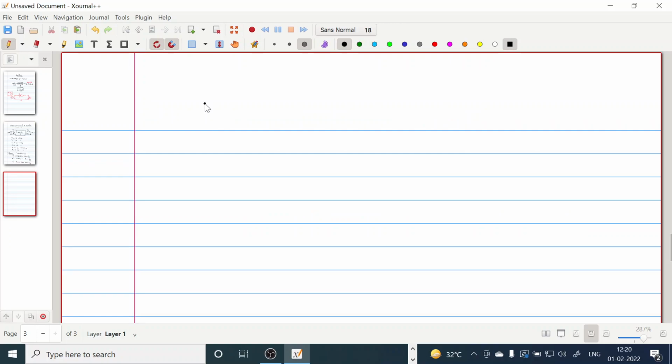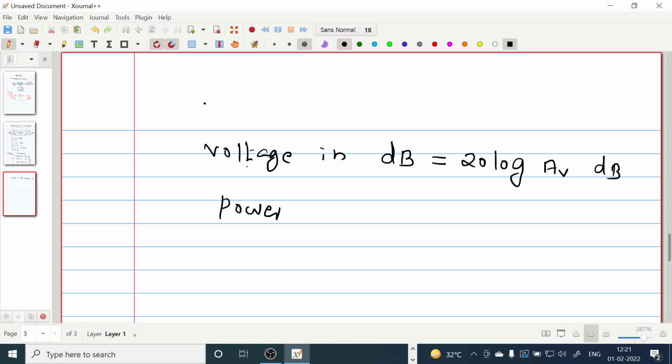But sometimes we will express the gain in decibels. I mean voltage gain in decibel, that is short form is dB. So you will measure it as 20 log AV. And power gain in decibel, it will be 10 log AP.